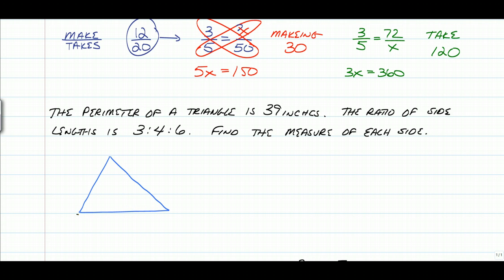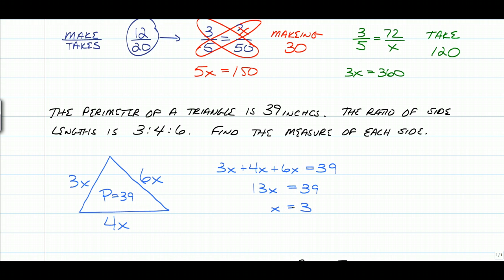Since the lengths are unknown, instead of calling them 3 inches, 4 inches, 6 inches, we're actually going to say that they are 3x, 4x, and 6x. Because what we need to do is find x to determine what's going to give us a perimeter of 39. Okay, so now that we know the perimeter is 39 and we have our ratio, this just turns into an algebra problem. So we have 3x plus 4x plus 6x is equal to 39 inches. Combine like terms and we have 13x is equal to 39, which means x is equal to 3.